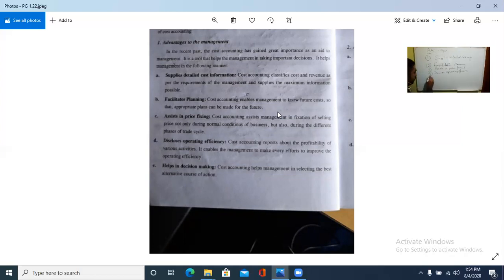And next step, fifth one, helps in decision making. Helps in decision making. It helps the management in selecting the best alternative course of action.